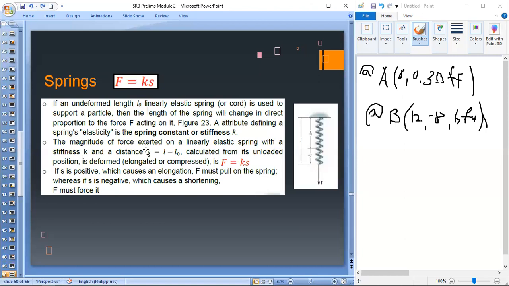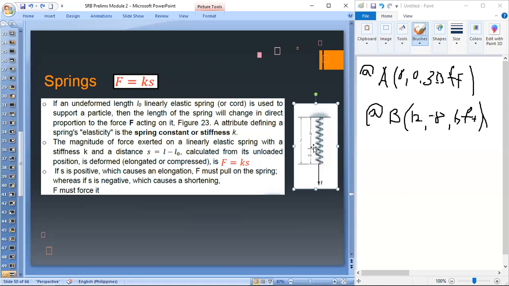So the magnitude of force exerted on a linearly elastic spring with a stiffness of k and a distance of s, ito yung elongated length of your spring minus the original length of your spring. So its unloaded position is deformed, so na-elongate siya or compressed. Kapag negative, compressed siya; pag elongated siya, positive siya. So if s is positive, which causes an elongation, F must pull on the spring, whereas if s is negative, which causes a shortening, F must push it. Okay?